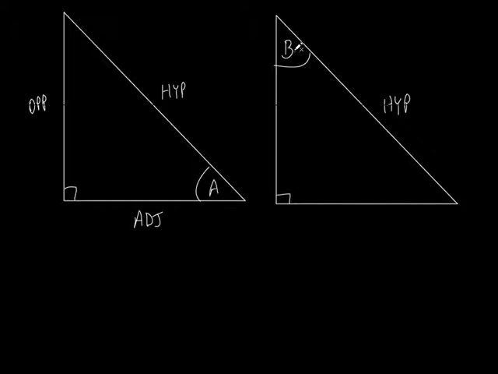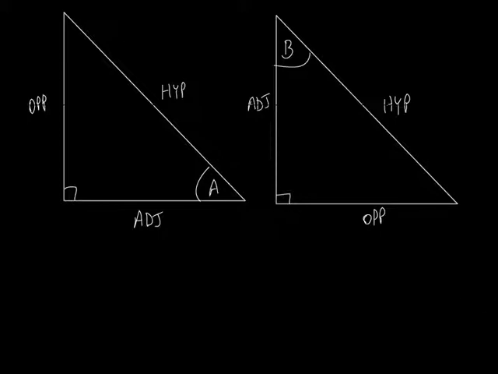But if I'm talking about this angle right here, what is this side now? Opposite. This side is opposite angle B. What is this side right here to angle B? Adjacent. This is all very important for what we're going to do here in a few minutes. So it's very important that you understand which angle you're talking about, which side is opposite, which side is adjacent. Okay, are you ready?